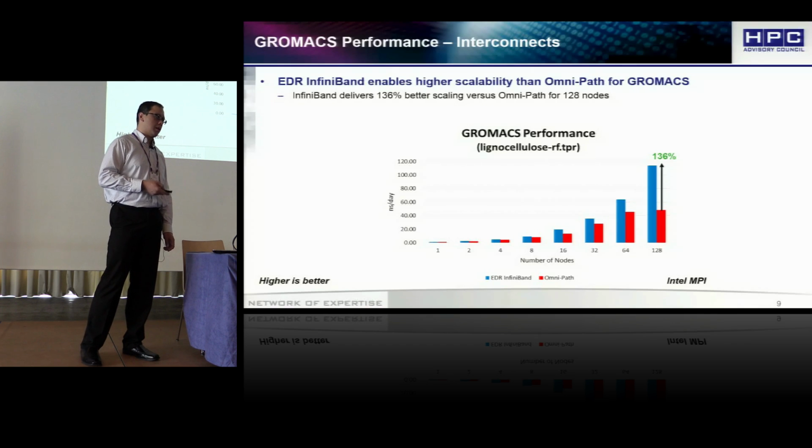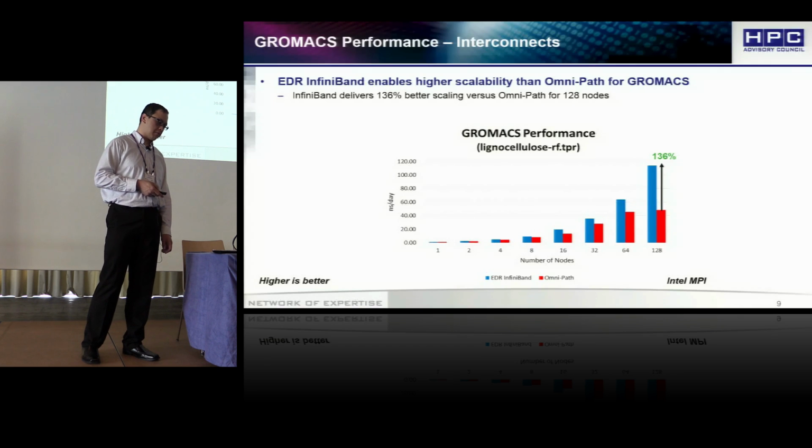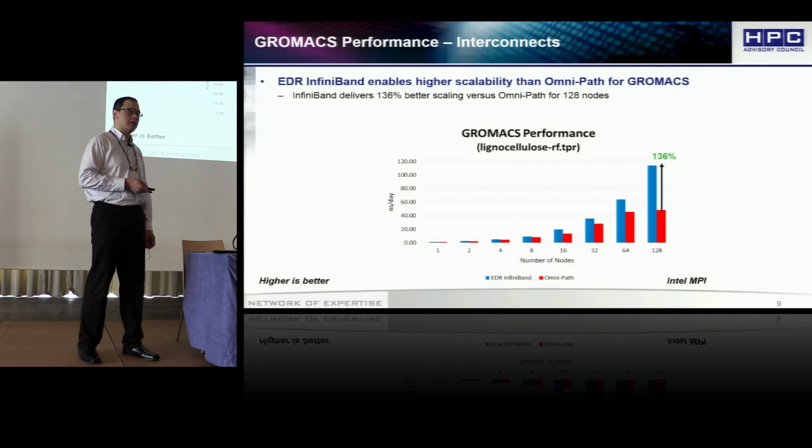We also run comparisons with different network interconnects. For this one, we are running across 128 nodes on the same platform. We try two different network interconnects: one is EDR InfiniBand, the other is OmniPath. We see that better performance is achieved with EDR InfiniBand, both using Intel MPI as the MPI runtime.